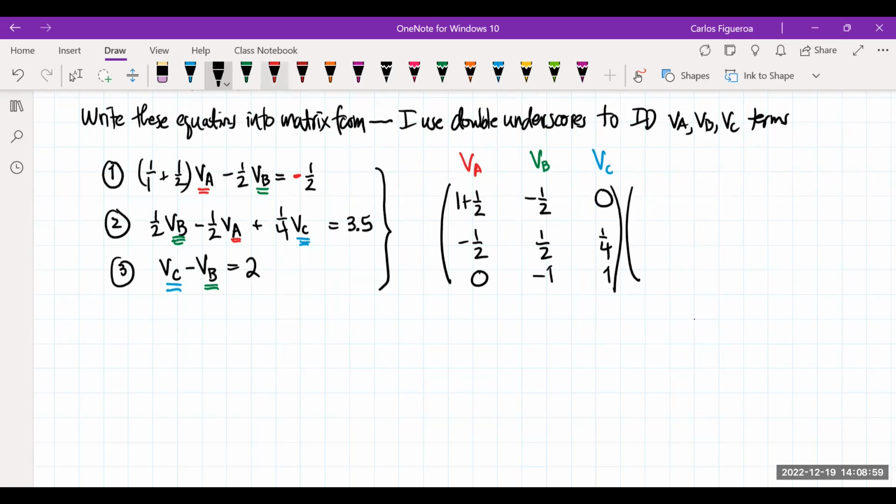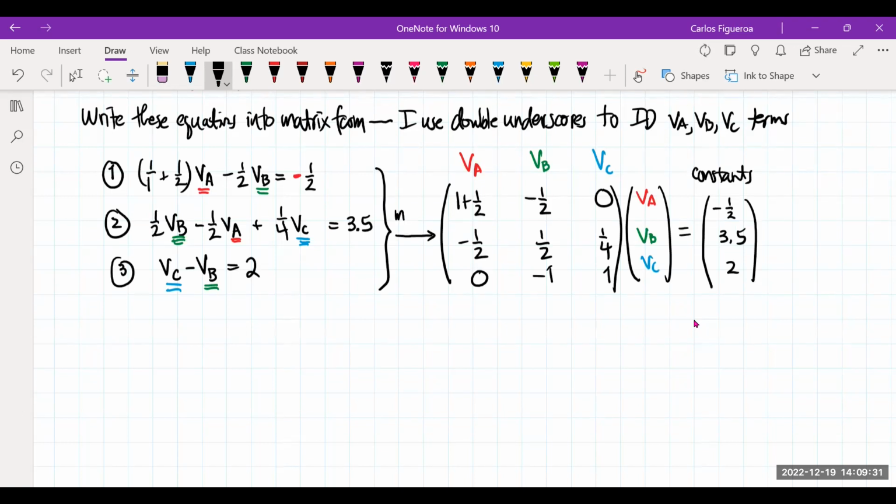I have my matrix, which then multiplies VA, VB, VC, and then this is going to be my constant terms, which means it's got to be on the right side. If I look at the right side, I'm going to have minus 1/2, 3.5, 2. That's my equation right there. So what I did here is put this into matrix form. And so from this, I then get matrix magic.